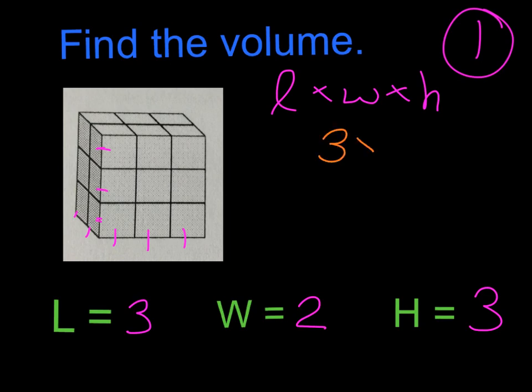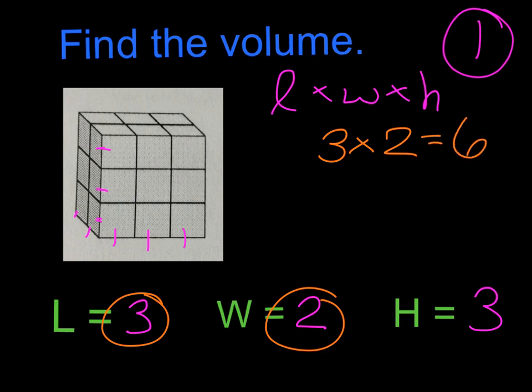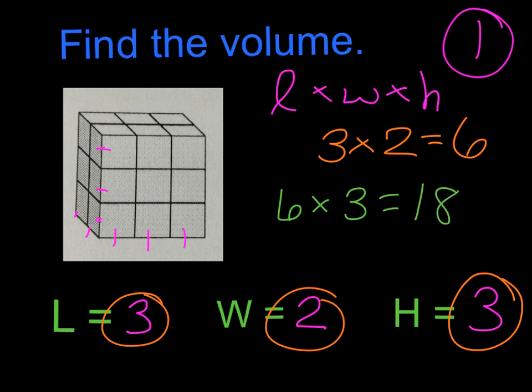So we needed to do 3 times 2 first, because I'm multiplying the length and width first. 3 times 2 equals 6. Then I need to multiply 6 times the remaining number. So now I know that 6 times 3 is 18. So you should have 18 units squared. That should have been your answer.